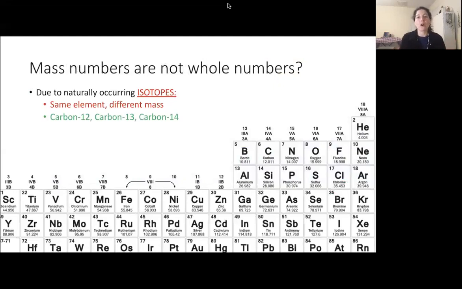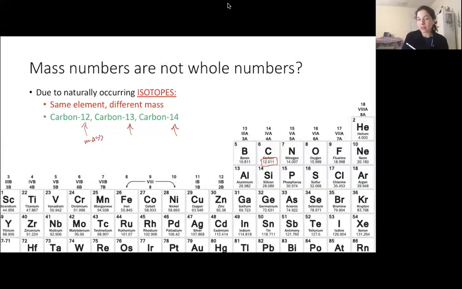For example, carbon's a great example. We've got 3 different types of carbon. We've got carbon 12, which is this one here on the periodic table because it weighs 12. This indicates the mass. We've got carbon 13 and carbon 14. They weigh different amounts, but yet they're all still carbon.